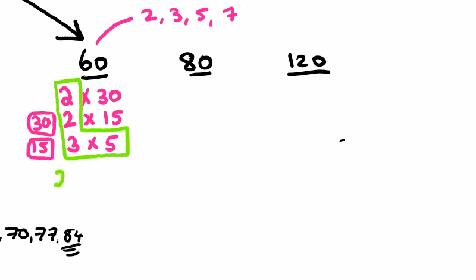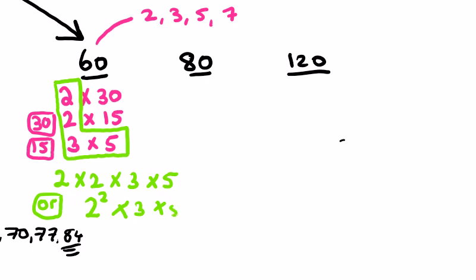And we write those out. 2 by 2, which is 4. By 3, which is 12. By 5, which is 60. There's another way to write this. If you want, you won't be deducted marks, but 2 by 2 is 2 to the power 2. By 3 by 5. So that's the first one. So every number can be broken into a series of prime factors.